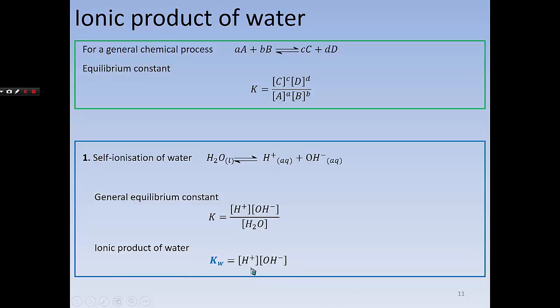The self-ionization of water is an equilibrium process, and the position of this equilibrium lies very much to the left, because the value of Kw is very, very small, and therefore the concentration of hydroxide ion and hydrogen ion is extremely small in pure water as well.